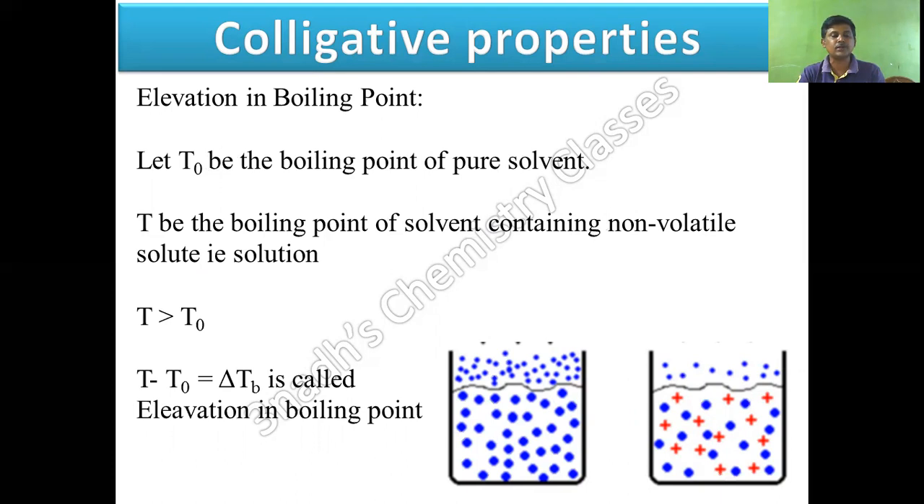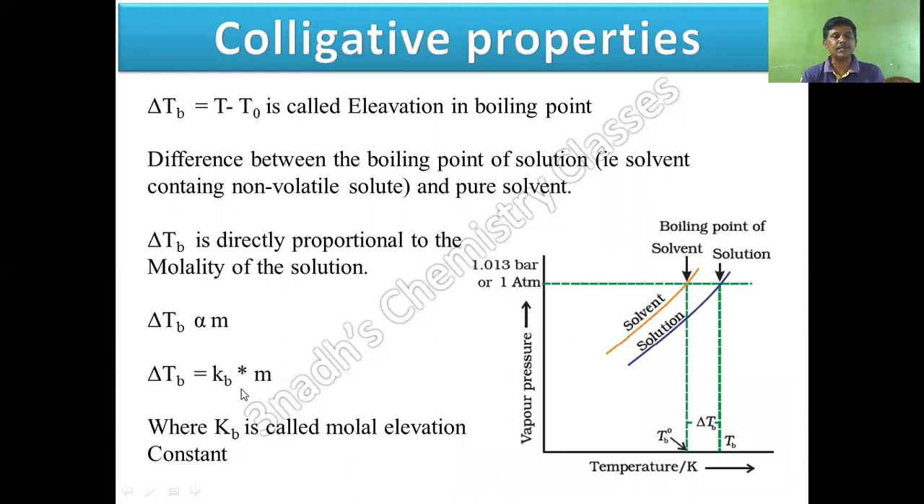This T minus T naught, we call the elevation in boiling point, and it is denoted with delta Tb. What is delta Tb? It is the elevation in boiling point. It is the difference between the boiling point of the solution and the pure solvent. Boiling point of the solution means the boiling point of the solvent containing non-volatile solute.